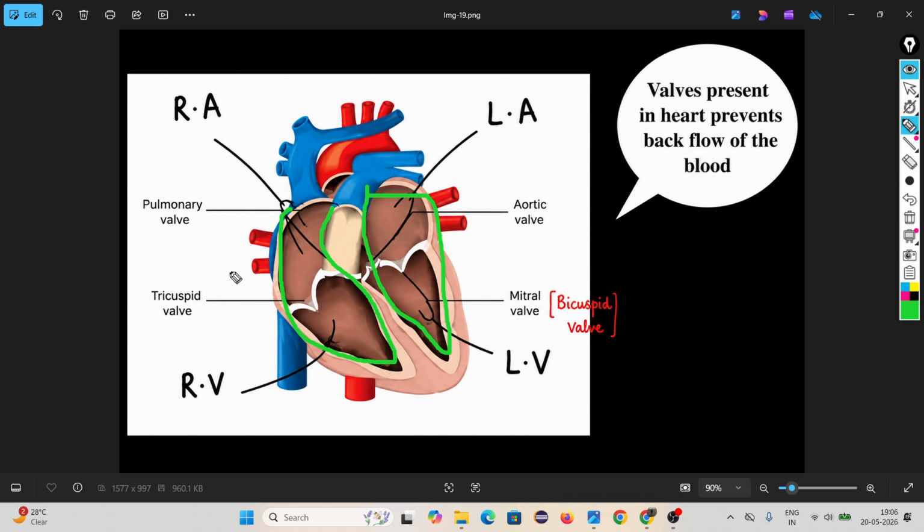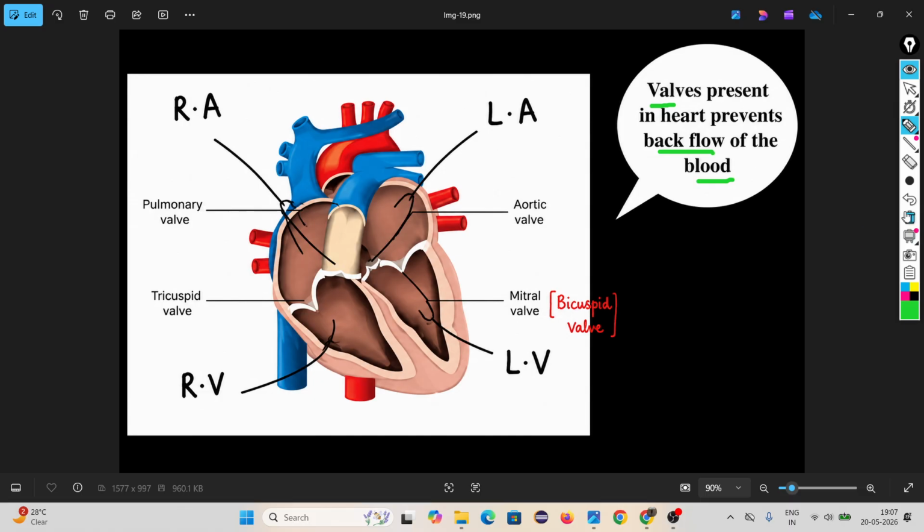Look, this is the right atrium. This is the left atrium. This is the right ventricle. This is the left ventricle. Between the left atrium and the left ventricle there is a valve. That is called the mitral valve, also called the bicuspid valve. Sometimes they will ask what is the function of a valve in the heart: it prevents backflow of blood.